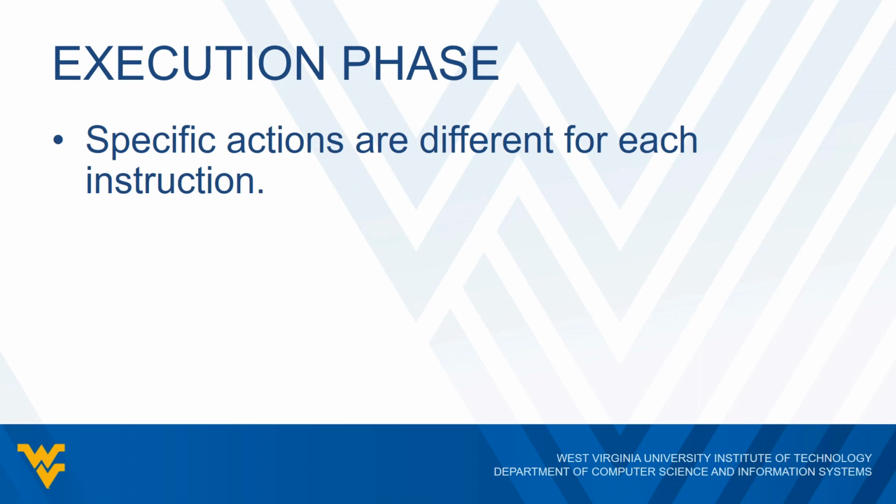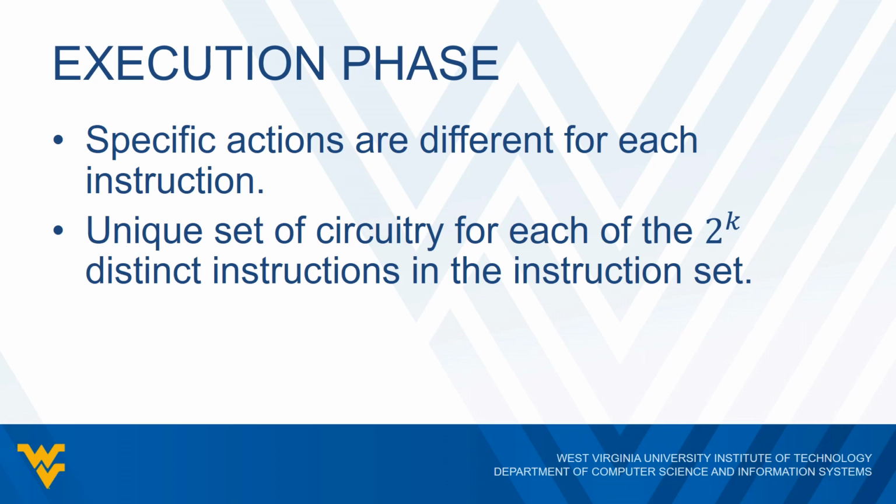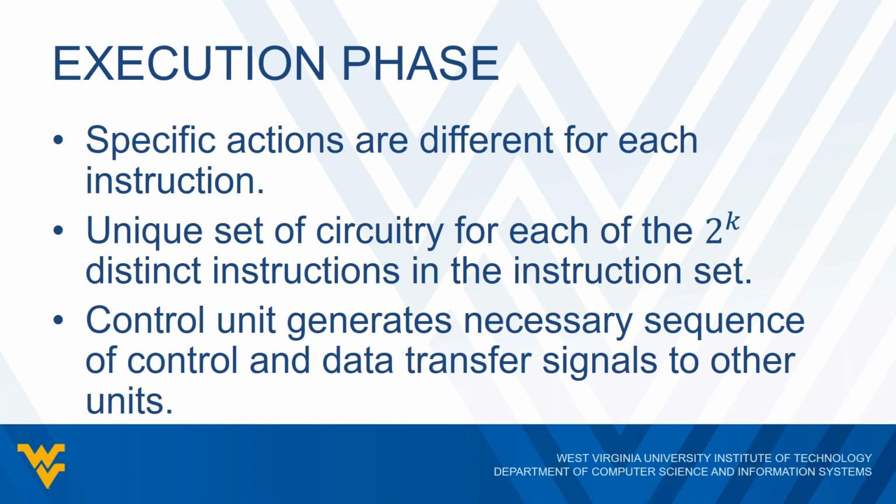The specific actions that occur during the execution phase are different for each instruction because we may have different types of operations, so we do different things based on what that operation is. Therefore, there's a unique set of circuitry for each of the 2^k distinct instructions in the instruction set. The control unit circuitry will generate the necessary sequence of control signals and data transfer signals to the other units, the ALU, the memory, and the I/O. When these signals are sent, they carry out the intent of the instructions.